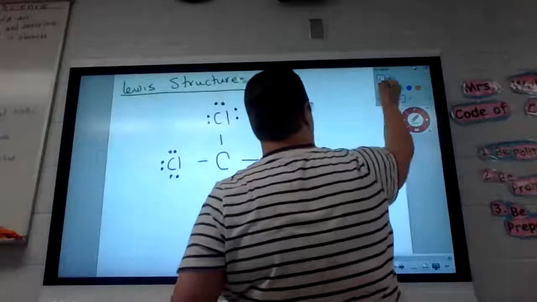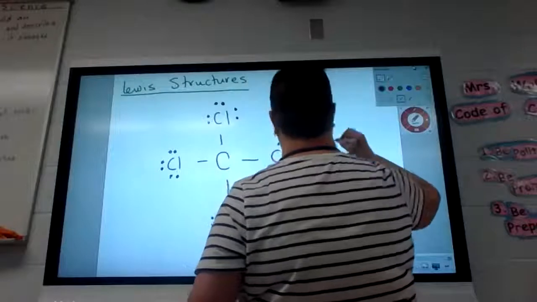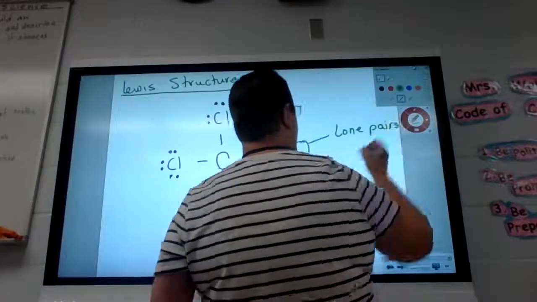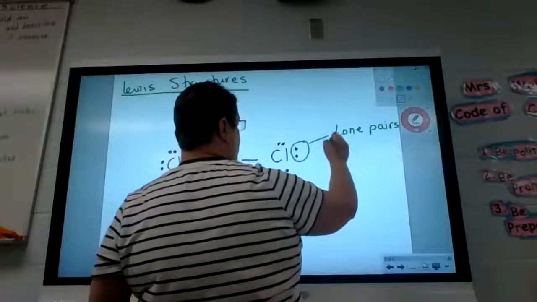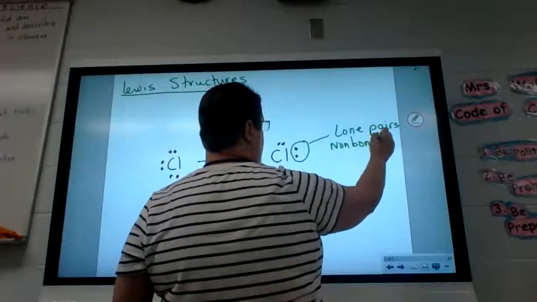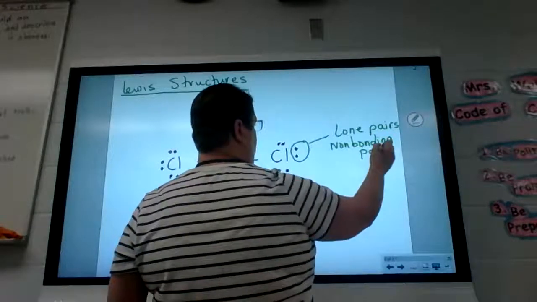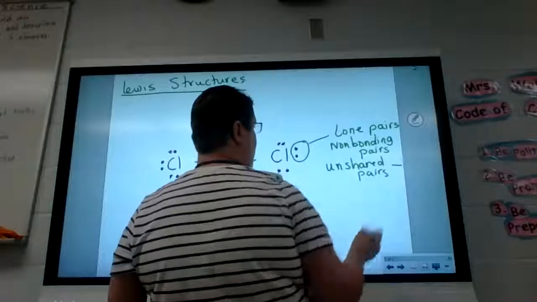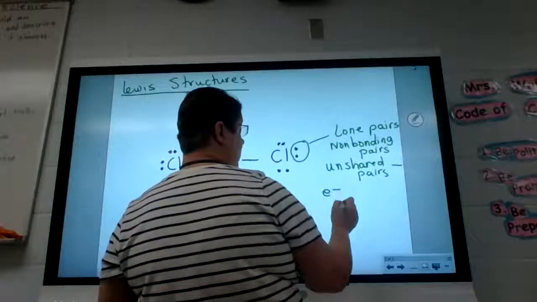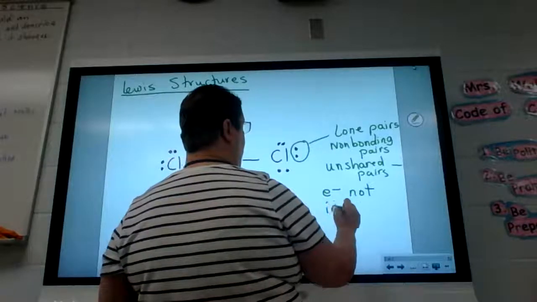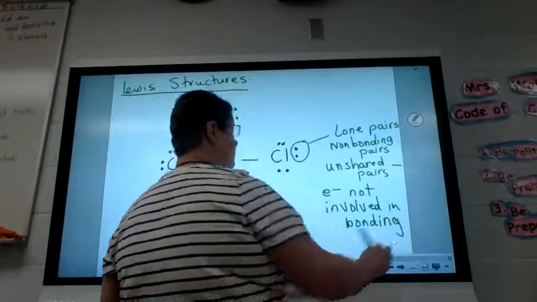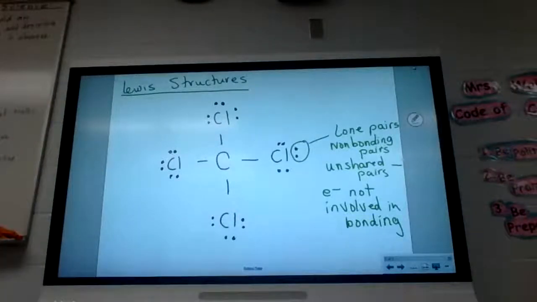All right, this right here, first of all, I have to bring all the electrons. These are called lone pairs, which is what I will call them probably 95% of the time. You can call them non-bonding pairs, or you can also call them unshared pairs. Does not matter which name you call them. They are electrons not involved in bonding. Okay? Those dots can be called lone pairs, non-bonding pairs, or unshared pairs.